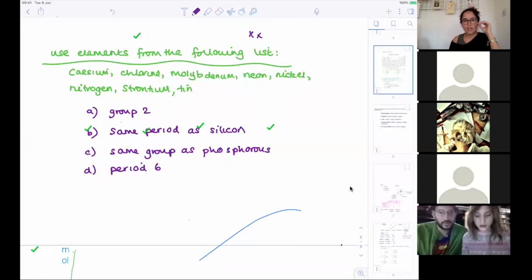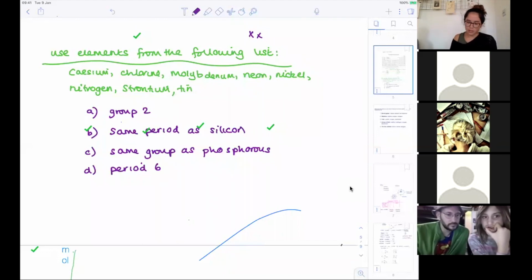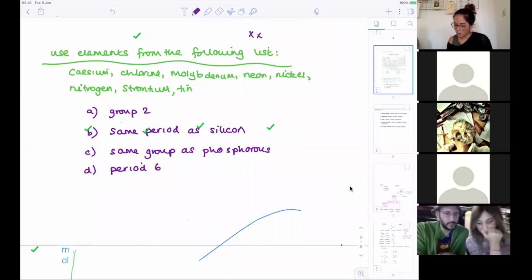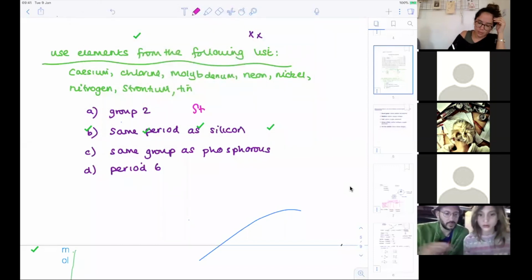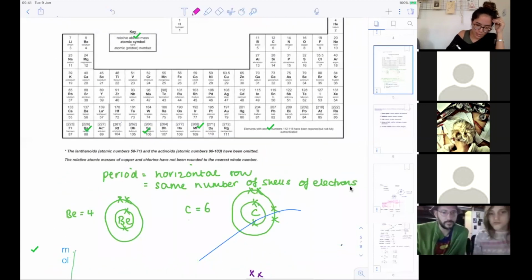Okay, because we're running out of time a little bit, I don't know where the time's gone, I'm going to start going through the answers. So an element in group 2, you need to look down that vertical column in group 2 and you'll see that it is, I need to check myself, strontium. Did everyone get strontium? Well done everyone who got strontium. It's here and it's in group 2.